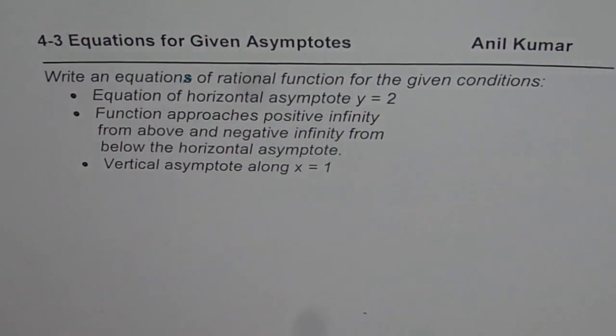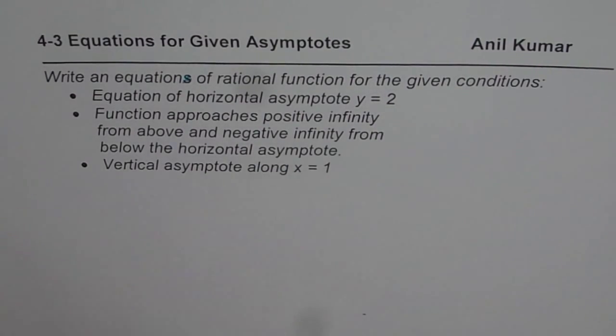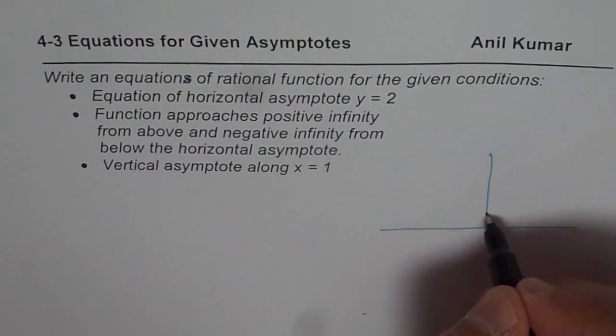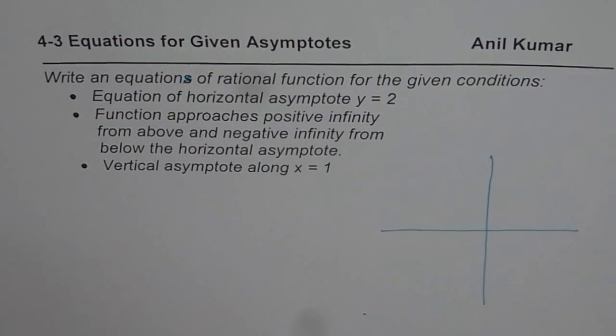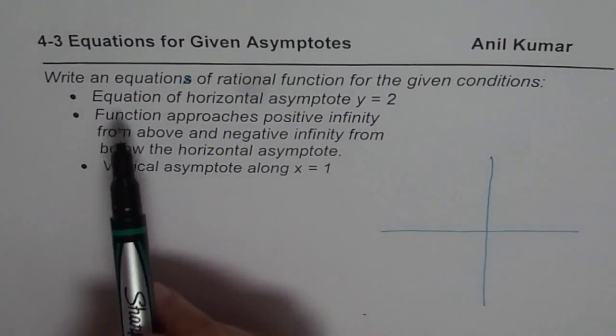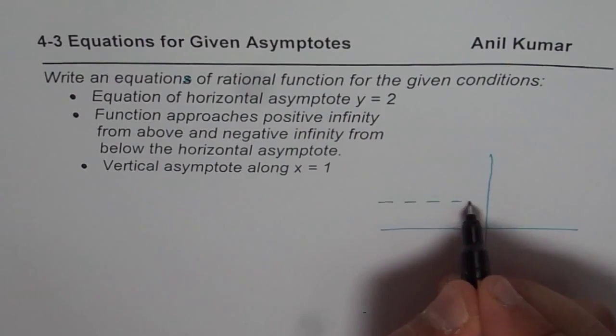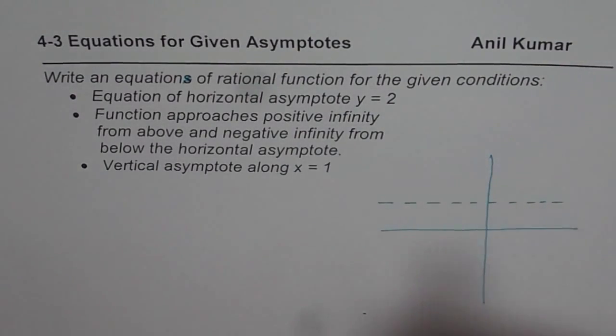You can pause the video, answer the question, and then look into my suggestion. So let's first sketch, then it will be easier for us to write down the equation also. So what we are given here is horizontal asymptote y equals 2. So let us say this is y equals 2, right? So this is y equals 2, the horizontal asymptote.